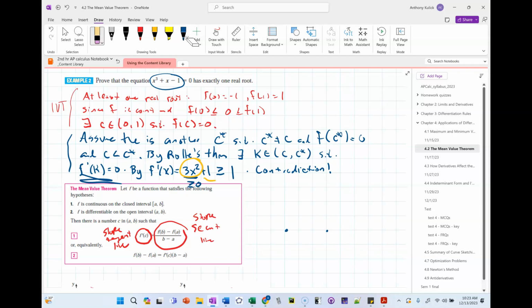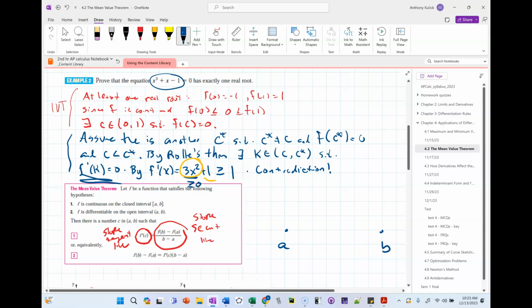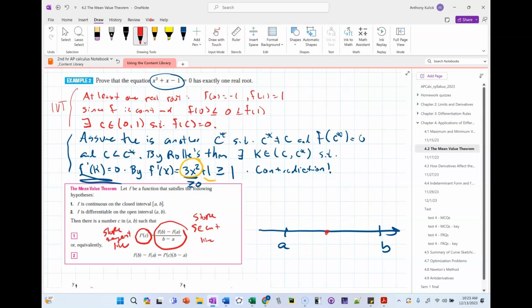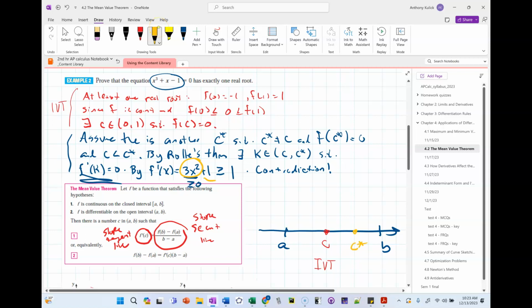Here, let's draw a picture. It'll be easier to understand. If we have some A and B here, and we found with the IVT that somewhere in here there's a C, and then we'll assume there's some other C star. What we're saying then is that this function has to do something like that.